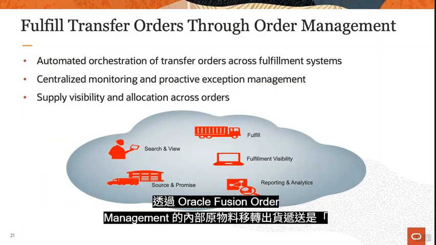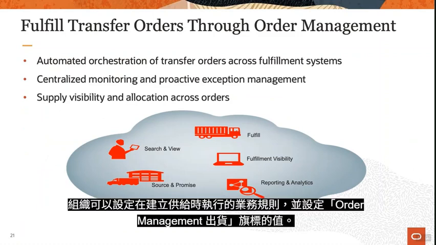Details of fulfilling transfer orders through order management include automated orchestration of transfer orders across fulfillment systems, fulfillment monitoring of transfer orders and external sales orders, and the ability to prioritize shipments across transfer orders and external customers. Order managers can prioritize and reallocate supply across internal material transfers and external sales orders using the utility function within order management. Oracle Fusion Order Management has out-of-the-box integration with inventory to receive inter-org orders.